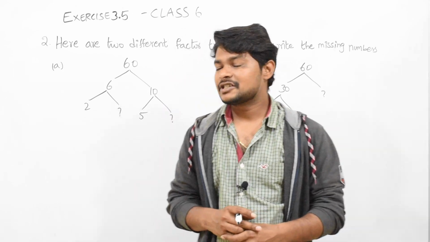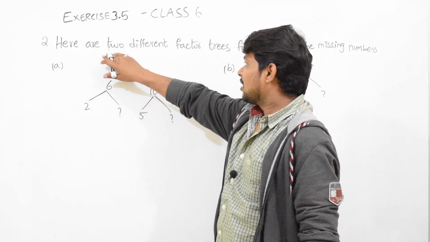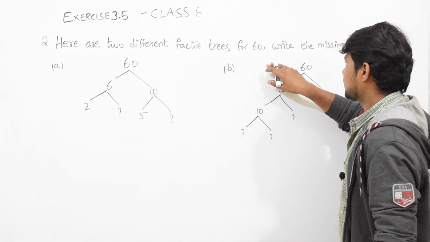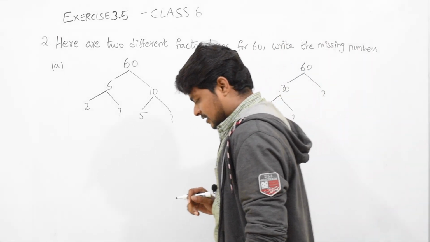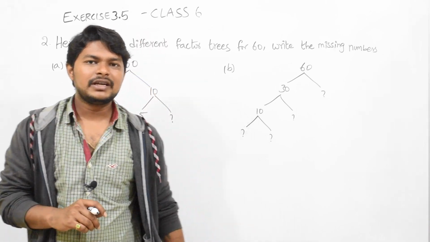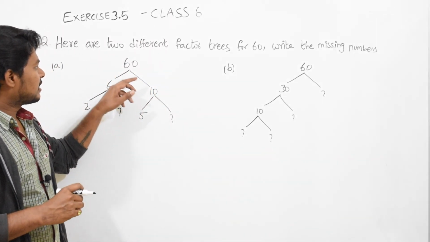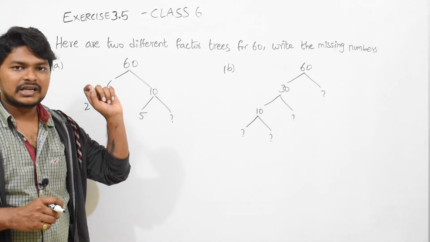We move to another question. Here are two different factor trees for 60. Write down the missing numbers. They have given two diagrams, A and B. They are saying that these are factor trees for the number 60.